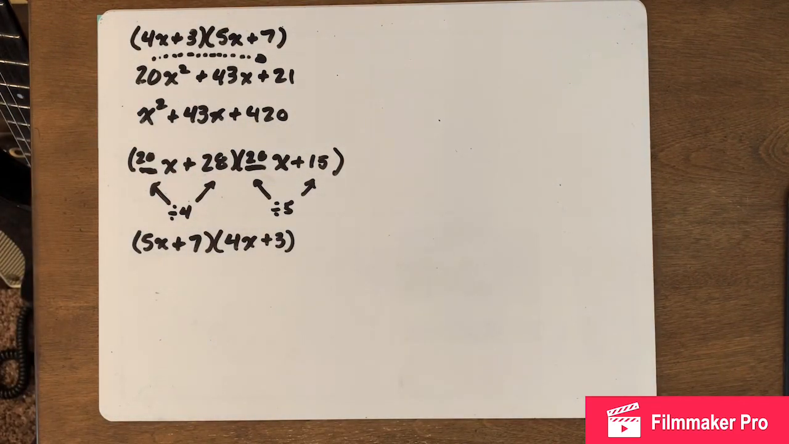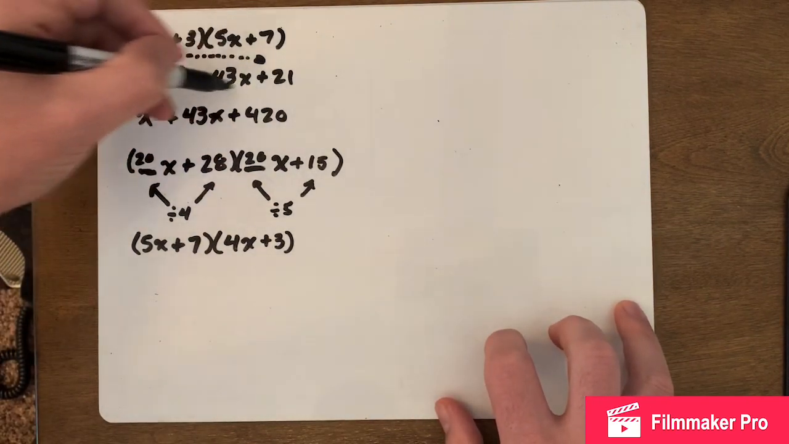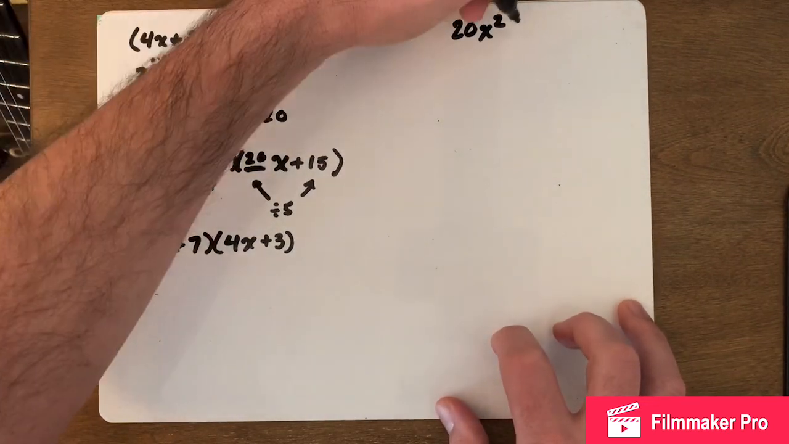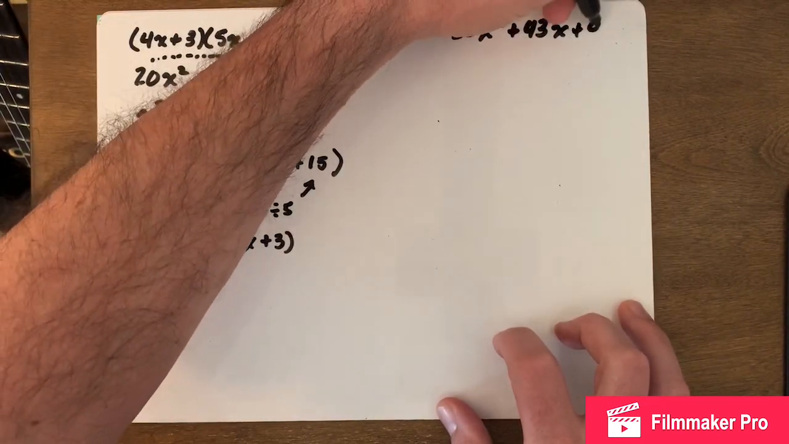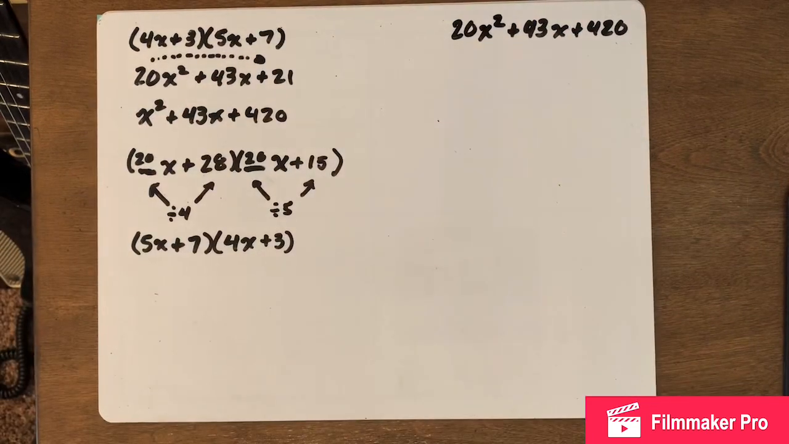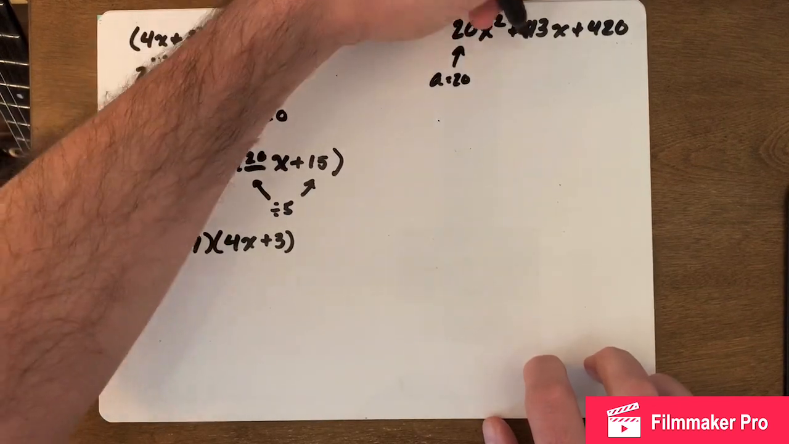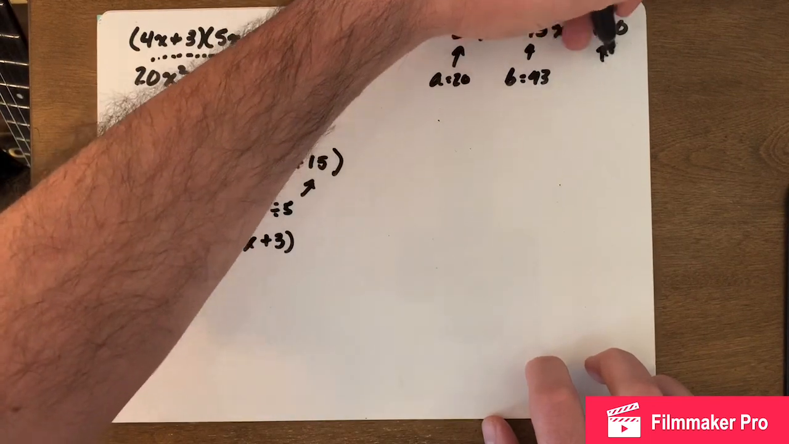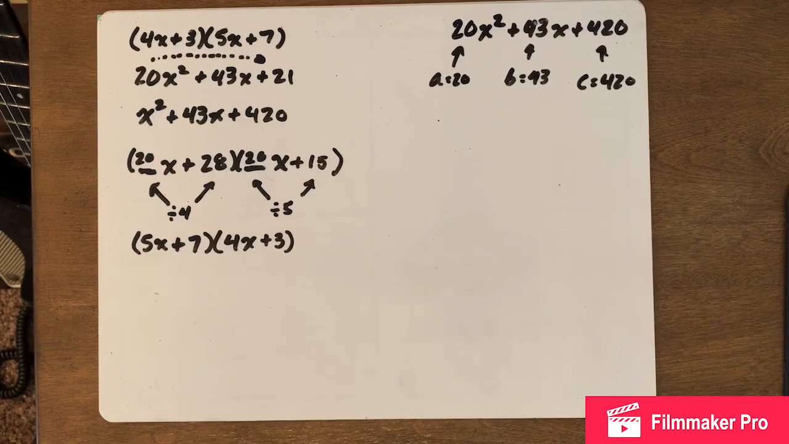All right, so let's take a look at the quadratic formula and see how that works. So over here, this is our quadratic we're working with. 20x squared plus 43x plus 420. Okay, now I have an a value of 20. I have a b value of 43. And I have a c value of 420. Those numbers are pretty big, so you're going to have a calculator handy when you do this, probably.